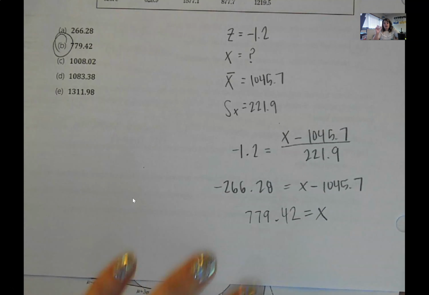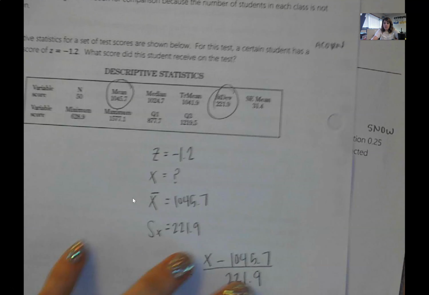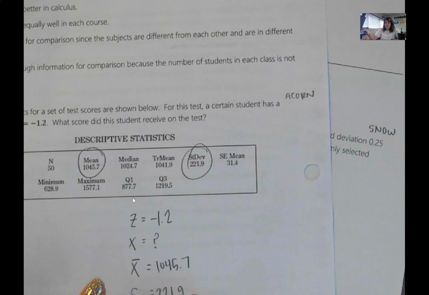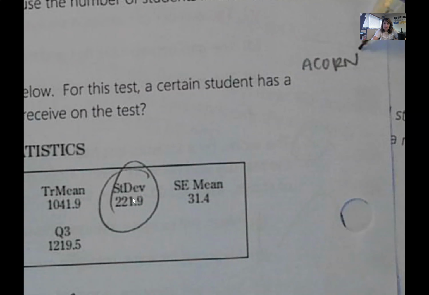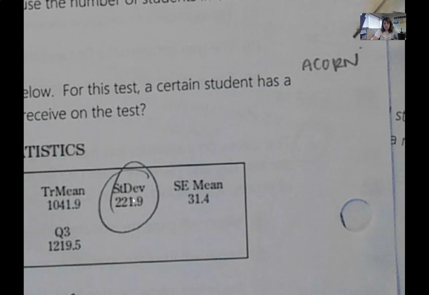Okay, your access code for this retake is ACORN, all capitalized. Your access code for quiz 8 retake is ACORN, all caps. Quiz 8, ACORN. Okay, I'm going to quickly go through our other problems.